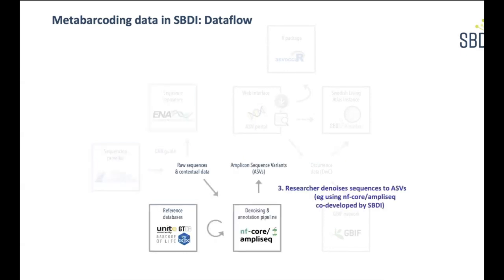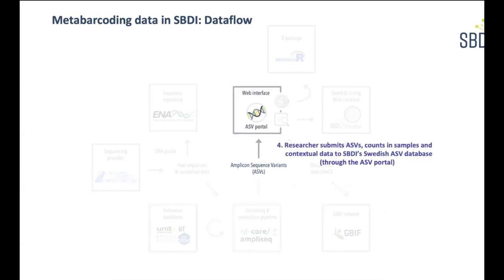And once that has been done, the sequences are denoised, so you can reconstruct these ASVs. And for this, one can use a tool of choice. We recommend using the nf-core AmpliSeq pipeline that we have been co-developing, and I will tell a bit more about that soon. And then once you have your ASVs, you are ready to submit them to us. You submit them to what we call the ASV portal, and Maria will tell you about this later. So you basically submit your ASVs, their counts, and the contextual data.